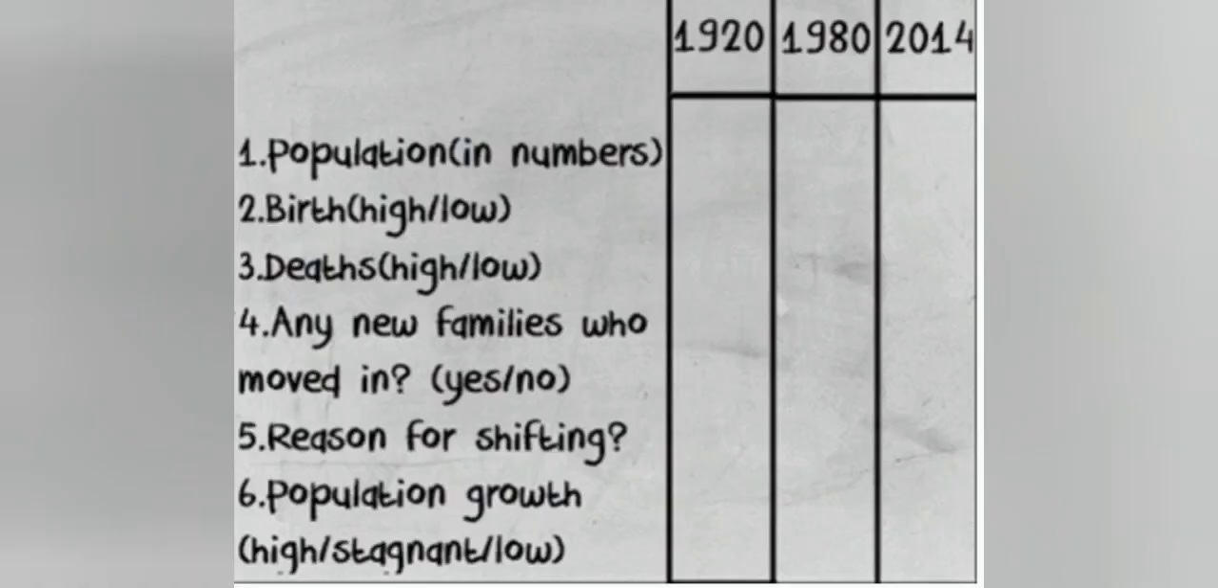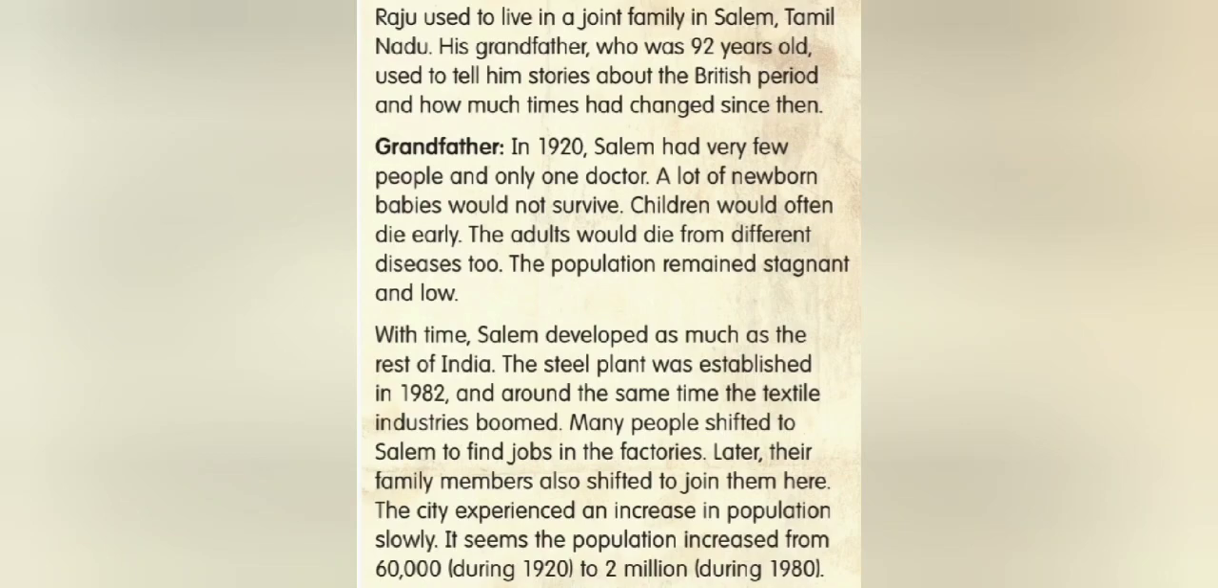Children, have a look at the chart. I am sharing it on the screen, which is from your content book. There is a story given in your text, and according to that you have to fill this chart and find the answers. Story. Raju used to live in a joint family in Salem, Tamil Nadu. His grandfather, who was 92 years old, used to tell him stories about the British period and how much times have changed since then. Grandfather.